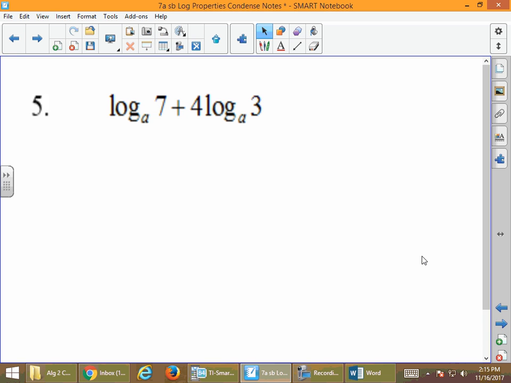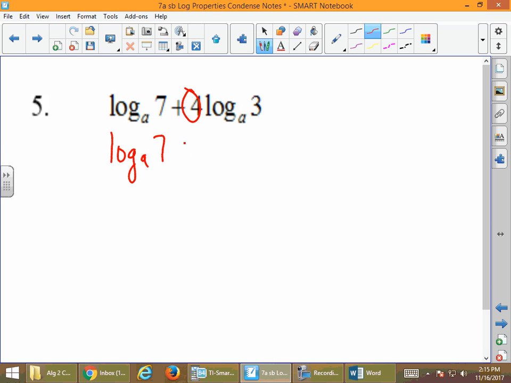Number 5. Log base a of 7 plus 4 log base a of 3. Do we have any coefficients? We've got a coefficient. We need to deal with it. We've got this 4. This is going to be log base a of 7. The coefficient is going to become the exponent on the 3, which is log base a of 3 to the 4th.